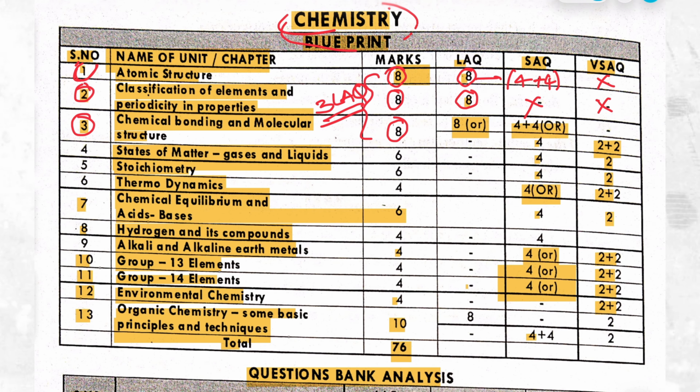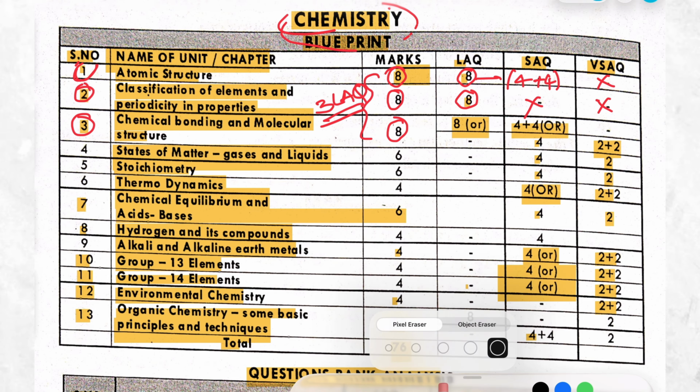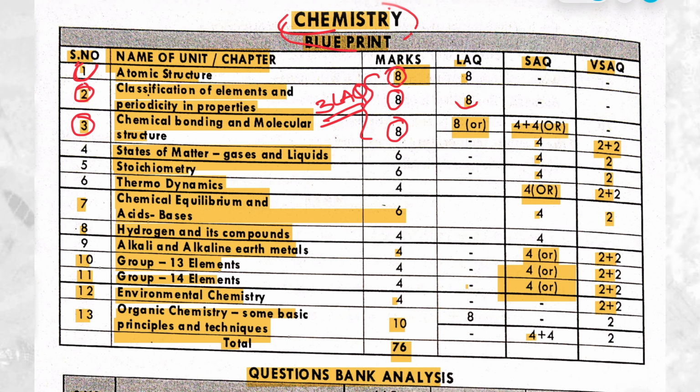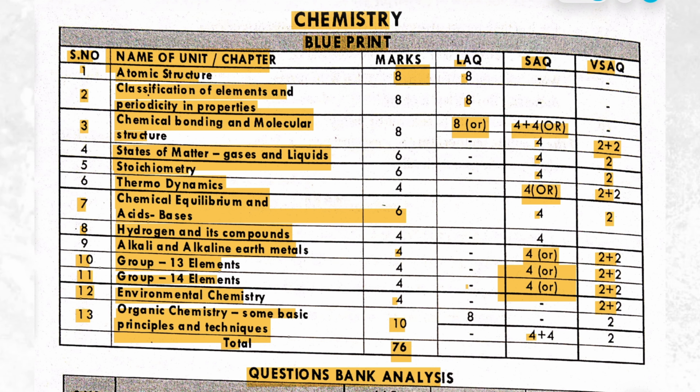Just now I informed you that sometimes they ask an LAQ as a 4 marks question in atomic structure. So don't forget this one. Mostly these three topics are covered, with three LAQ questions. Chemical bonding also has 8 marks, with one LAQ.